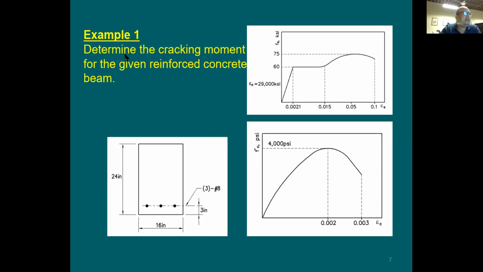In this example, it says determine the cracking moment. So what is the cracking moment? It is going to be that moment at which this beam is going to start to crack. Information provided here is going to be about the material properties. So I'm going to say, here are the material properties available. I have the steel, yield strength is going to be 60 ksi. Concrete, strength of 4,000 psi. This is going to be f'c. The strength at 28 days or specified concrete strength.